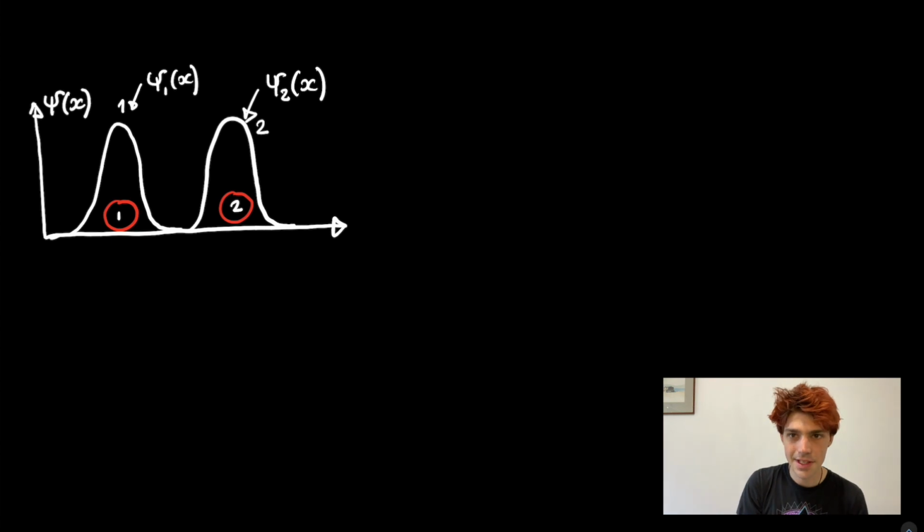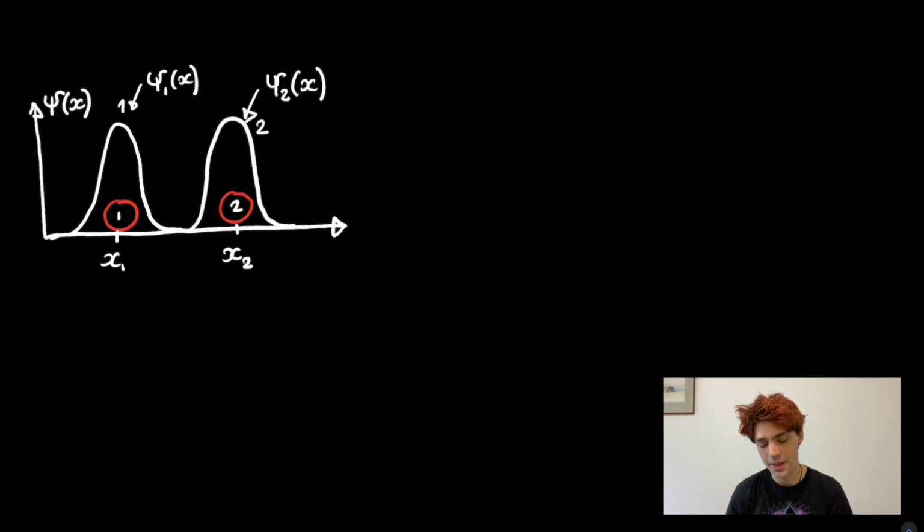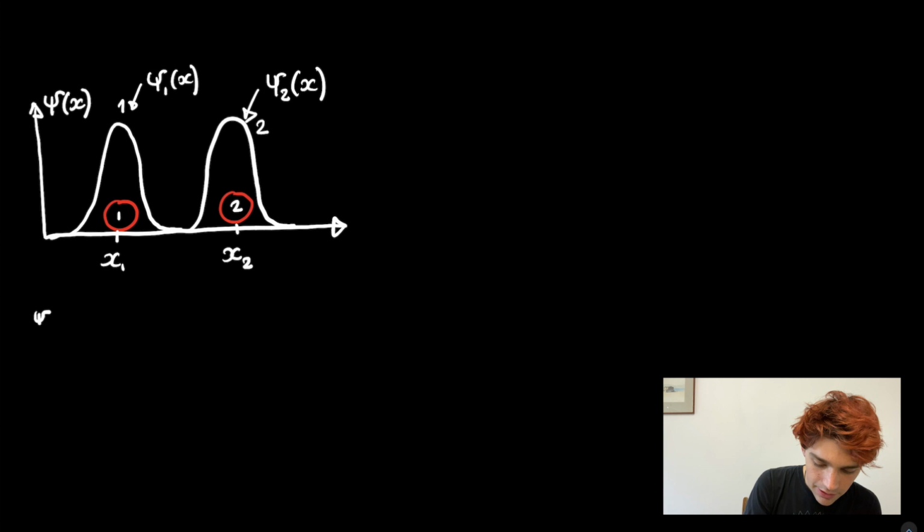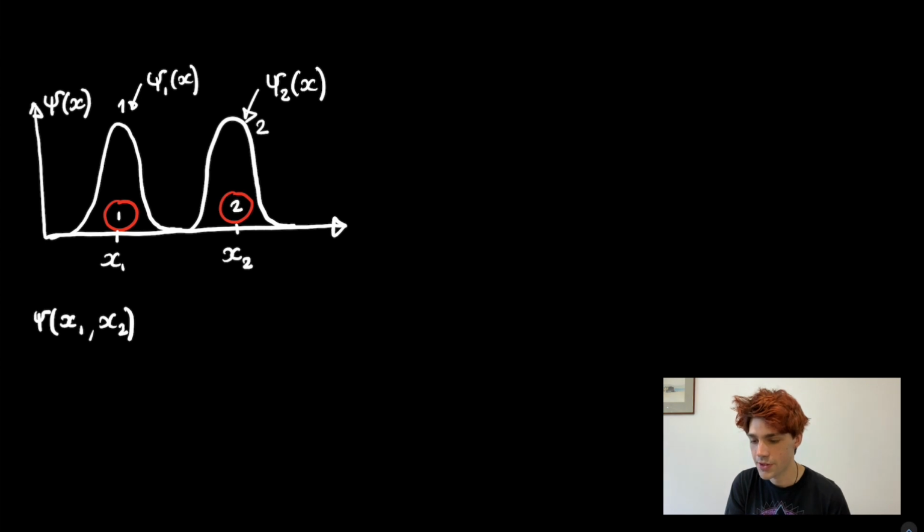Now let's give these positions a name. Let's call this position right here where the first particle is x1, and let's call this position right here x2. So how do we describe the probability of finding both particles, the two-particle wave function? Well, we are going to have our combined wave function this time, and it's going to be a function of both x1 and x2. So this is a two-particle wave function.